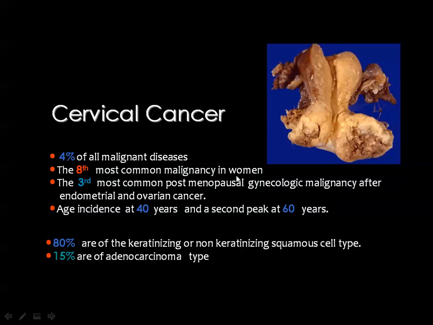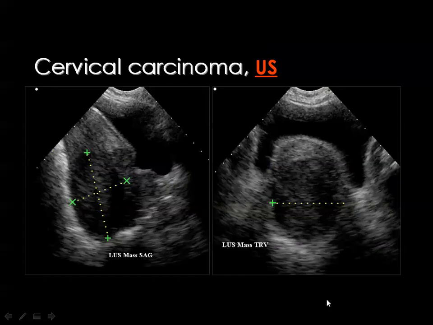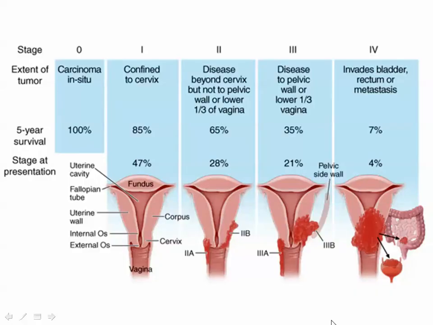Cervical cancer is considered the 8th most common malignancy in women, and then the 3rd most common post-menopausal gynecologic malignancy, and the age of presentation is around the 40 years old. And also the ultrasound has a limited role in diagnosis of the primary tumor. They will show a mass in the region of the cervix, and this is the staging of the cervical cancer.